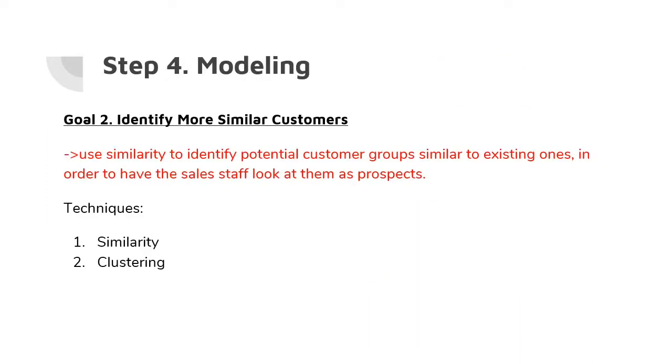Then our second goal to increase the number of sales is to identify more similar customers. We can use similarity to identify potential customer groups which are similar to our existing ones, in order to have the sales staff look at them as prospects. Some of the techniques used here are similarity and clustering.